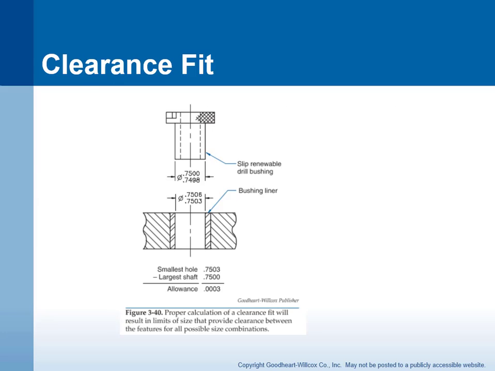Here's an example of a clearance fit. Okay, so with the smallest hole and the largest shaft, we'll always have 3/1000 clearance. That is a clearance fit. Okay, so the minimum clearance is known as the allowance. So in this case, the allowance is 3/10. I read 0.0003 as 3/10.